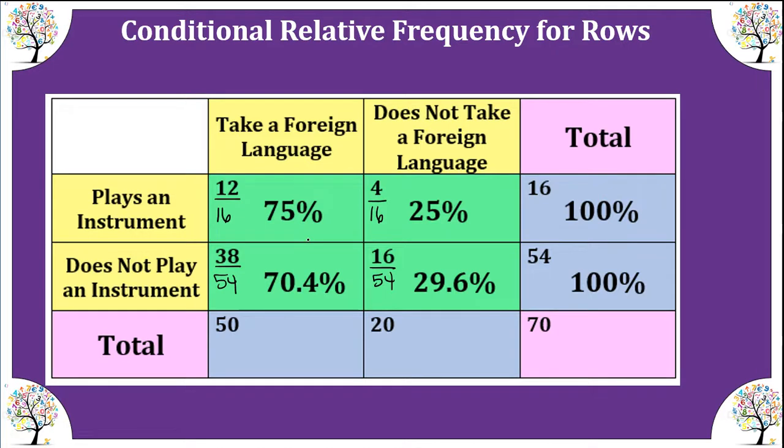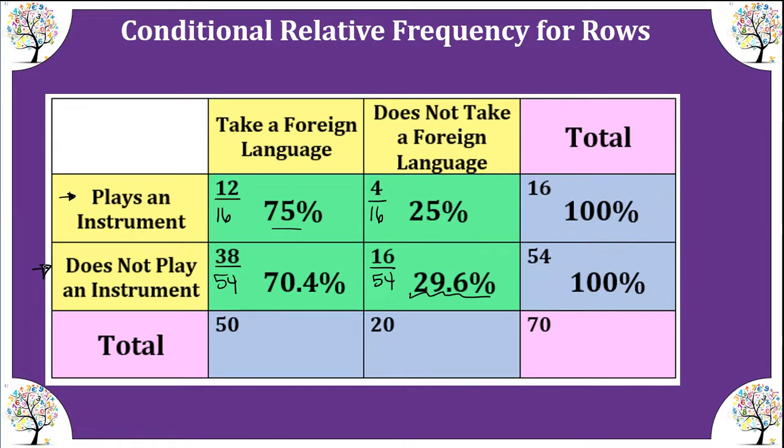So this relative frequency for rows would be if you were being asked of those who play an instrument. So the key words, of those who play an instrument, what percent take a foreign language? And you would say 75%. Or I could say, of those who do not play an instrument, what percent do not take a foreign language? And that would be your 29.6%.